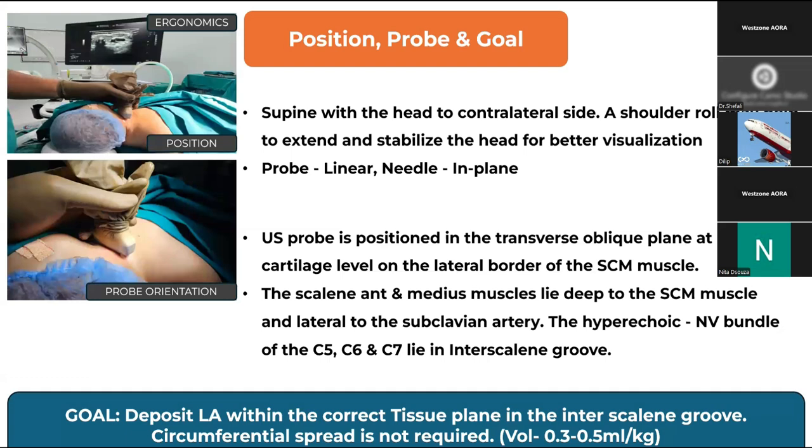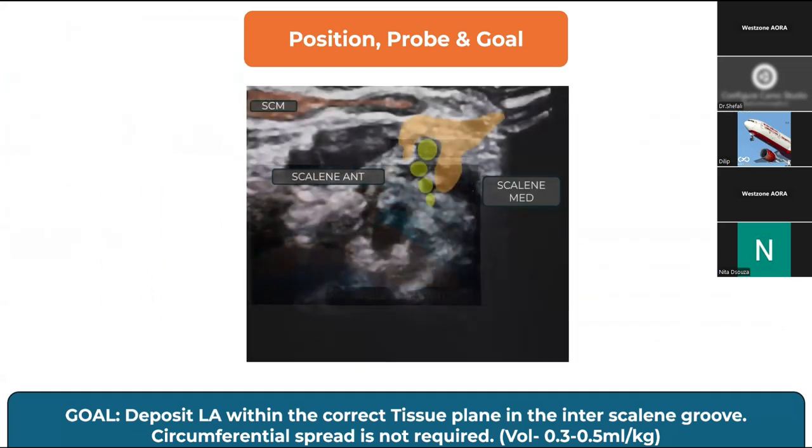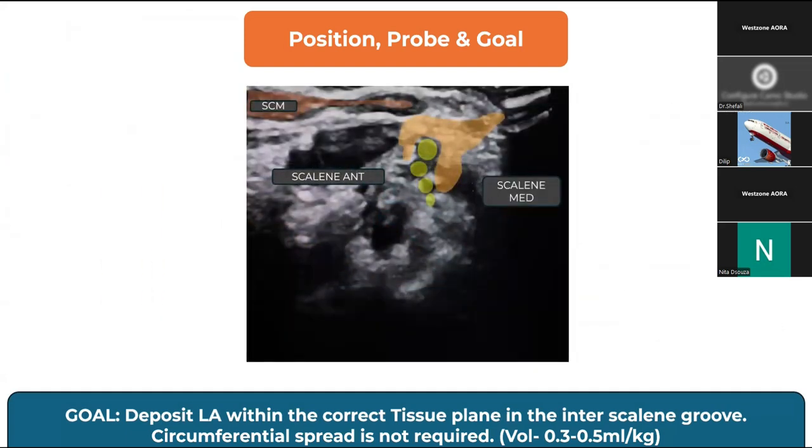The goal is to deposit the local anesthetic within the correct tissue plane in the interscalene groove, and a circumferential spread might not be required. A volume of 0.3 to 0.5 ml per kg can be used.